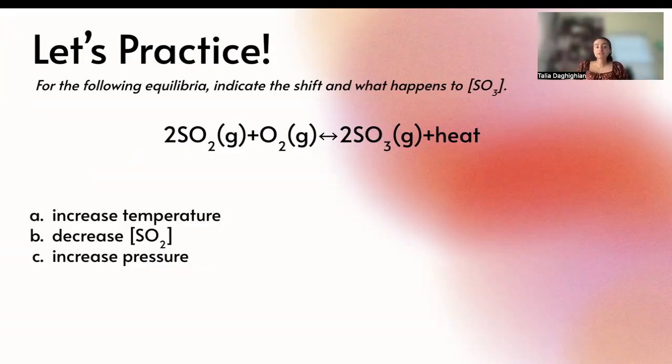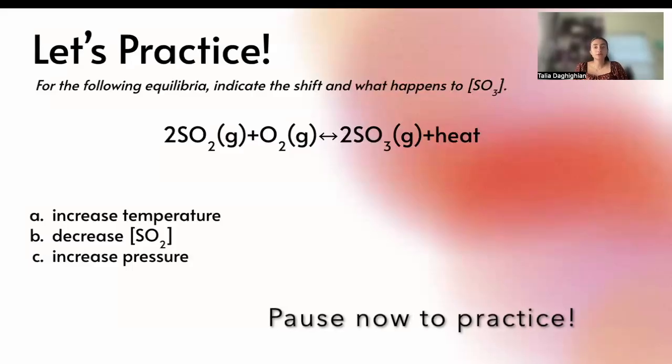So we have this reaction, 2SO2 plus O2 yields 2SO3 and heat, and it's at equilibrium. Our three stresses are increasing temperature, decreasing the concentration of SO2, and increasing pressure. So take a moment to try this on your own. Figure out the shift: which direction will the equilibrium shift, left or right, and what will happen to the concentration of SO3?